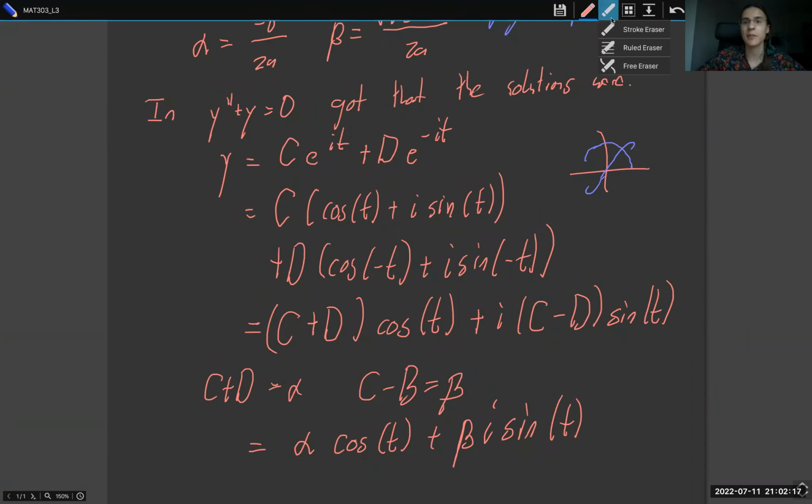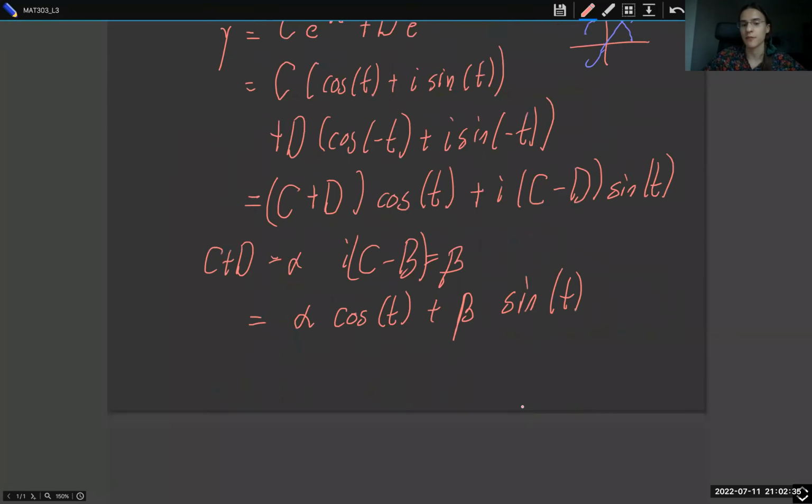So let's look for real solutions. If we want real solutions, then beta is going to be purely imaginary. And then we can basically consider the equation i(c minus d) equals beta and solve this in imaginary numbers. And then if we are looking at real solutions, the real solutions are exactly of this form. So the real solutions are actually written in terms of cosine and sine.